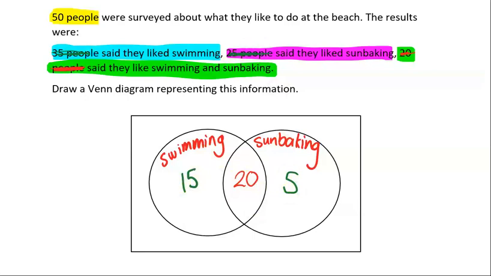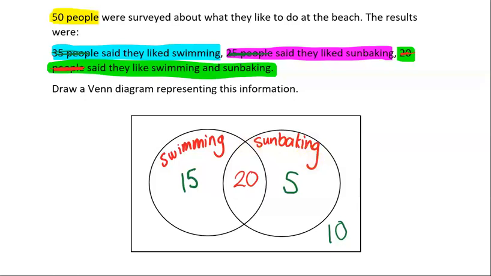Now let's check how many we have all together. 15 plus 20 is 35, plus 5 more gives us 40. We're still not at our 50 people. It's 10 people we haven't accounted for here. Those 10 people are people that don't like swimming and they don't like sunbaking. They're outside of both of our circles. There are 10 people who are not swimmers and they're not sunbakers.